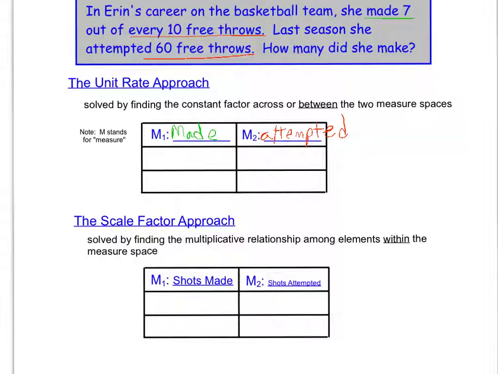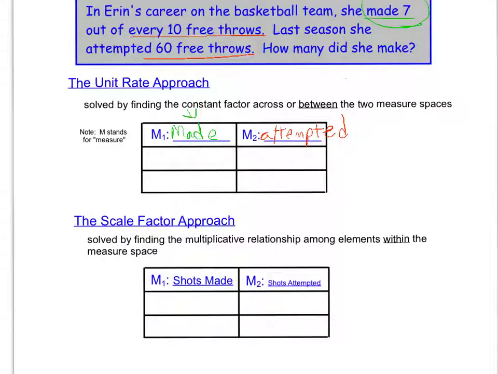The first approach I want to go over and show you is called the unit rate approach. And what we're going to do there is solve it by finding the constant factor across or between the two measured spaces. So let me set it up for you. So we're going to look at the two things being compared, and we're comparing how many she made to how many she attempted. So let's look in the problem.